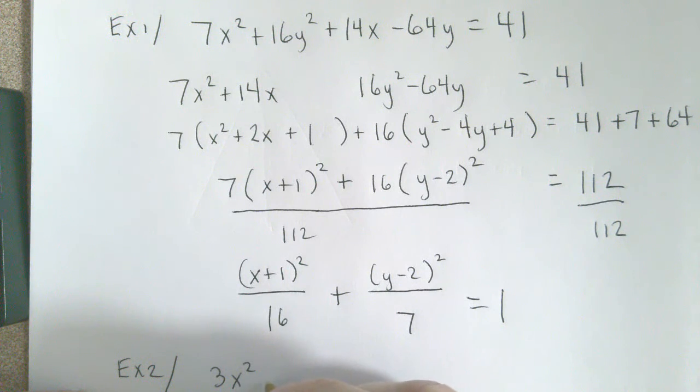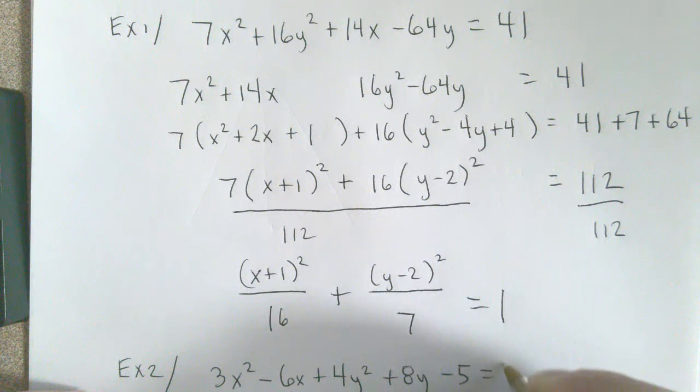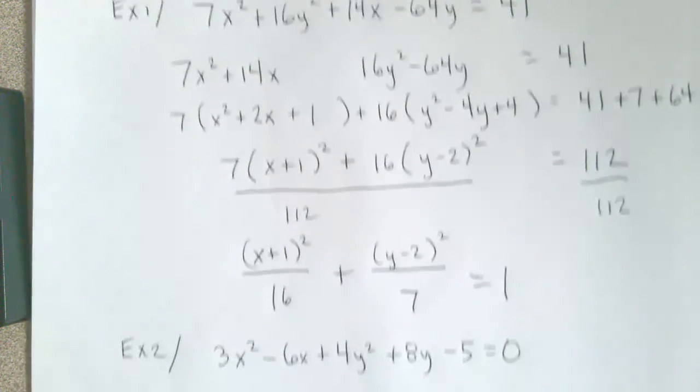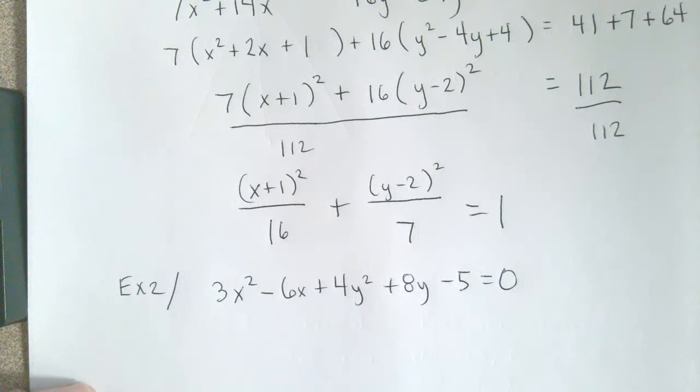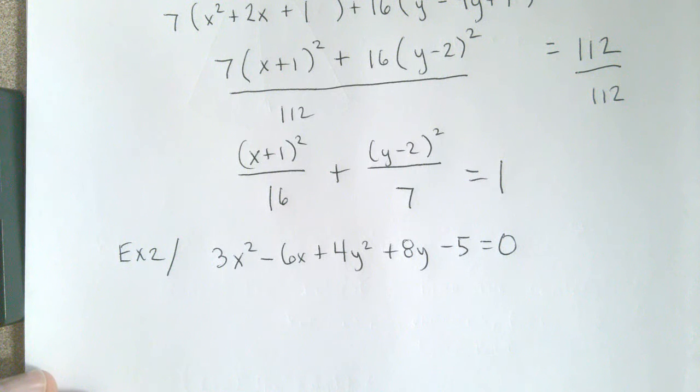3x squared minus 6x plus 4y squared plus 8y minus 5 equals 0. So go ahead right now. I'm going to give you a few minutes. Go ahead and try this one on your own. Just try and get it into standard form right now on your own.